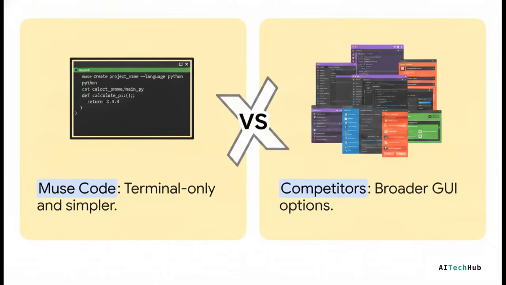On one side, you have tools like Claude Code and Codex that give you highly flexible ways to work, deep editor integrations, broader graphical options. And then there's Muse Code, keeping things incredibly simple, but yeah, arguably way less flexible by funneling everything strictly through the terminal. It's a very deliberate design choice. It's going to completely appeal to some developers and honestly, totally alienate others.